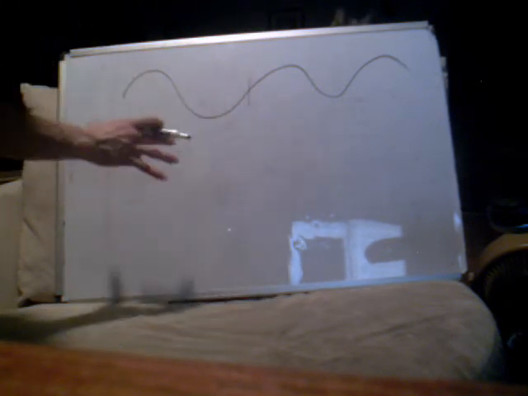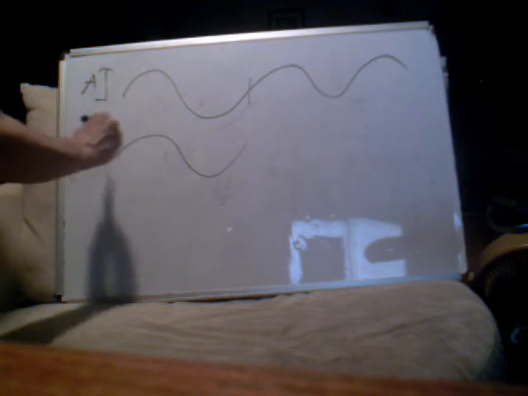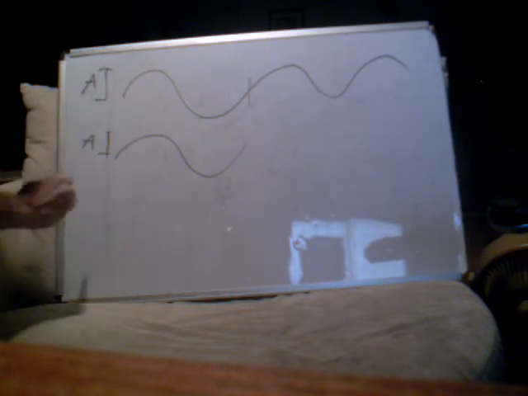Now, let me give you a couple of scenarios. Let's say you have one wave that's like this. And let's just look at the first period of the wave, shall we? And let's say we've got another wave that's in phase, meaning the peaks and the troughs are in the same place, right? Let's say our first wave has amplitude A, and our second wave also has amplitude A. What happens when we add them together?